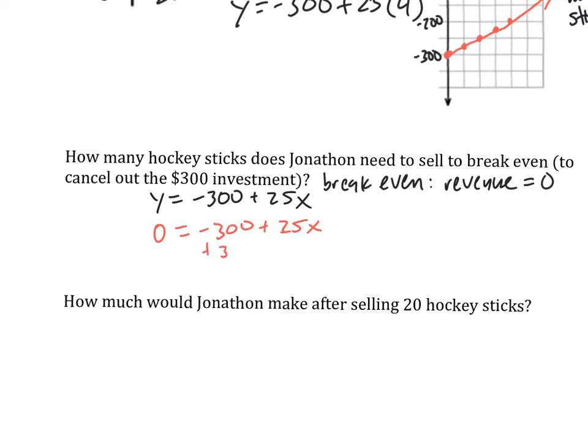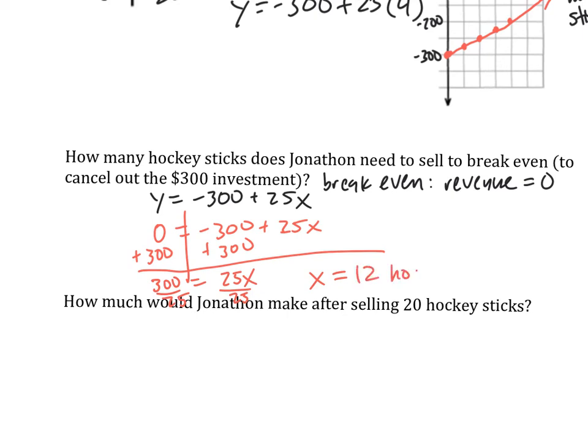First thing we want to do is add 300 to both sides to get that out of there. Okay, we get 300 equals 25x. And then we want to divide by 25 on both sides. And then we get x is equal to, well, 300 divided by 25 gives me 12. So x equals 12. So we need to sell 12 hockey sticks to break even.